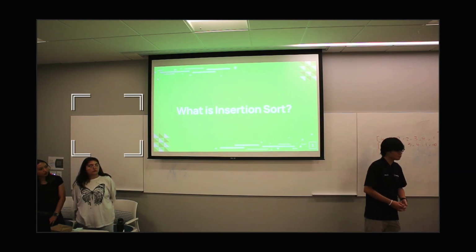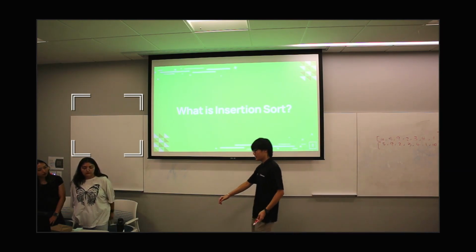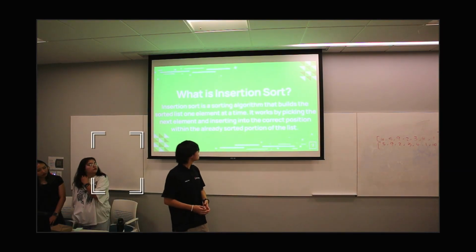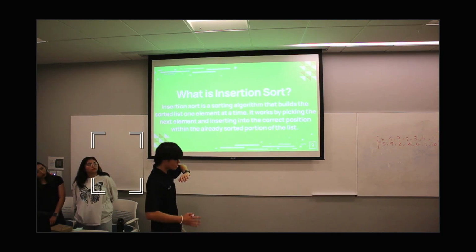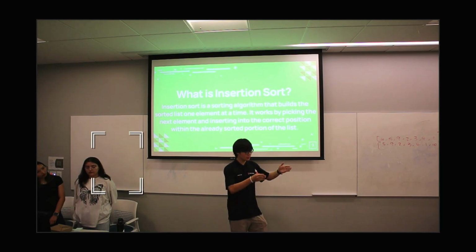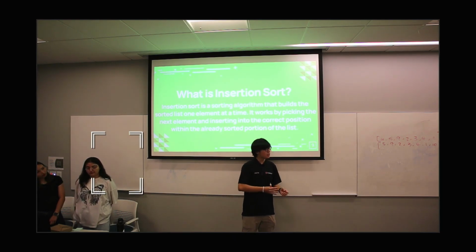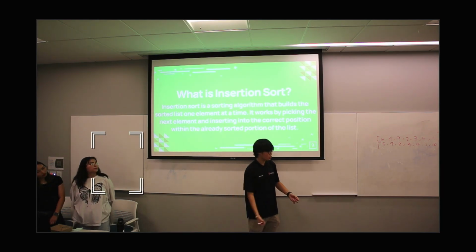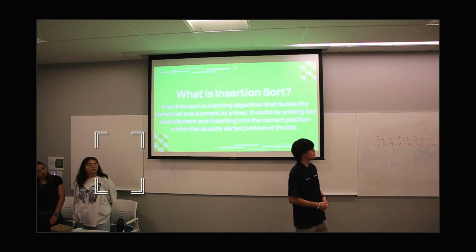Exactly, right? So first, we will go to the next slide, sorry. Basically, it's a sorting algorithm that builds the sorted list one element at a time. You first have a subarray at the front that is sorted, and then you pick the next element and sort it within that subarray's elements.